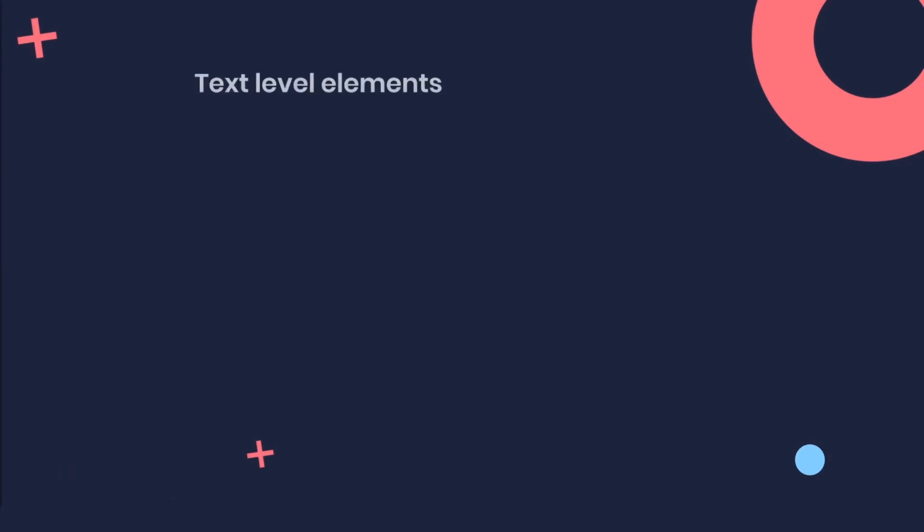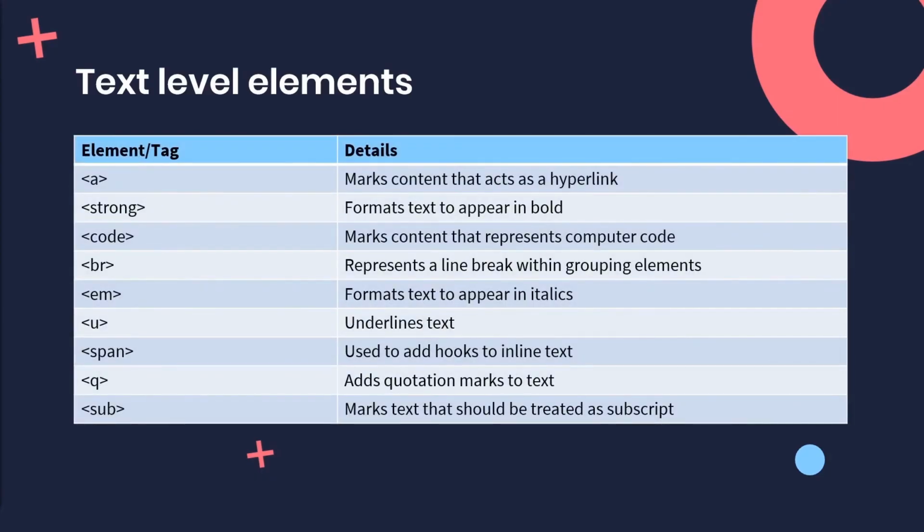Now, with that being said, here are a couple of examples when it comes to text level elements, otherwise known as inline elements. Now, first we have the anchor tag, and an anchor tag marks the content that acts like a hyperlink. Now, we are going to be working with this when we throw up our demo and we get our hands dirty in the practical. We also have the strong element or strong tag, and this formats the text to appear in bold, much like if you were using Microsoft Word, for example, and you decided to highlight a certain section of your text and make it bold. We can do the same in HTML.